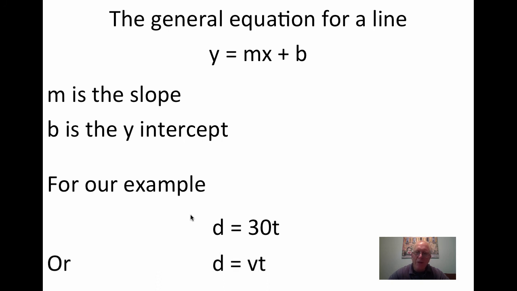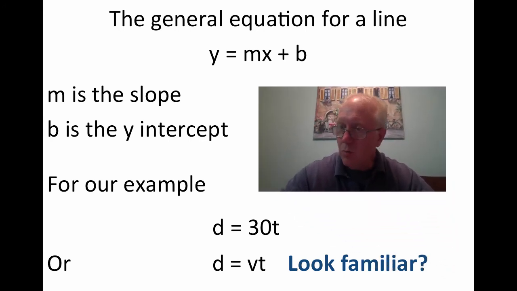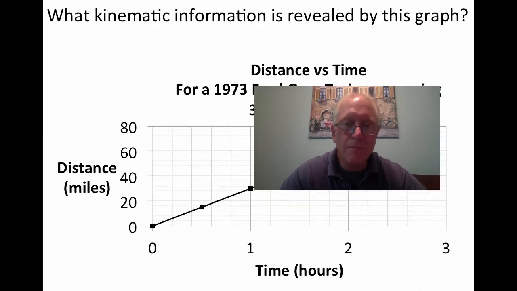Now, how about this, right? Since 30 is the speed, you could also say it was d is equal to vt, right? Where v is the speed. So I just want to show you that and ask you, d is equal to vt. Does that look familiar to you? Well, I hope it does because d is equal to vt is one of our equations. And the equations for your line are always going to go back to one of the equations that we've been dealing with. d is equal to vt in this case.